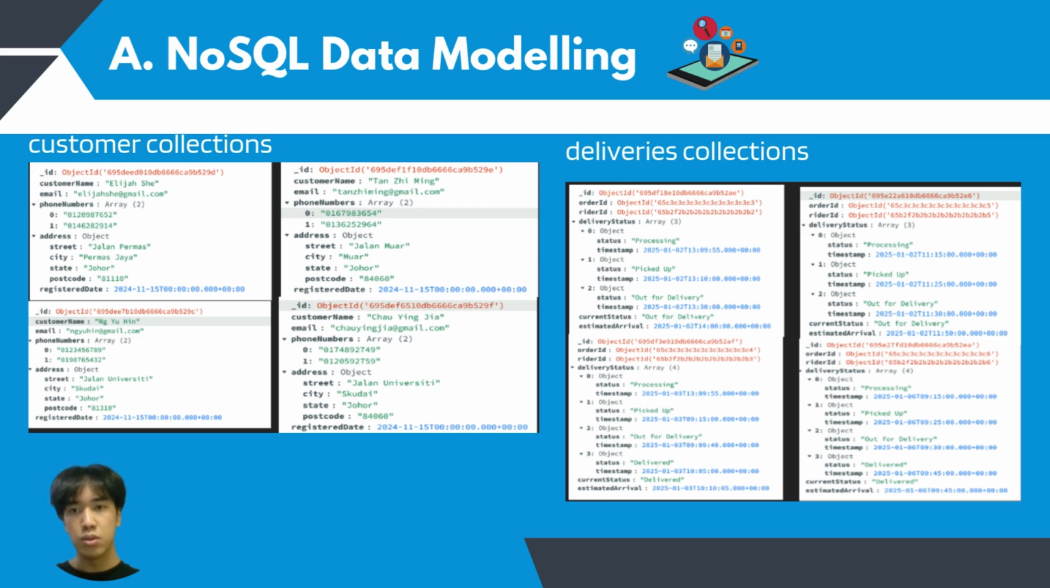Arrays are also used to store multiple values such as order items and delivery status updates, allowing flexible tracking of delivery progress. We also use references, which are used to link collections. For example, a delivery references the orders and riders using object ID, which helps maintain data consistency without duplicating the data.